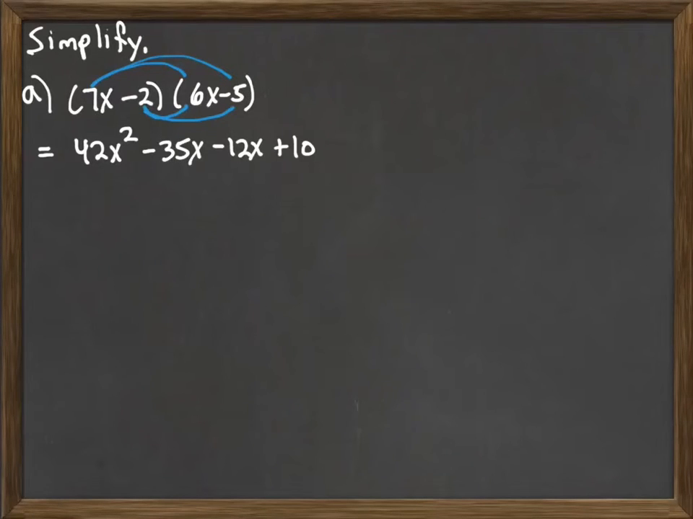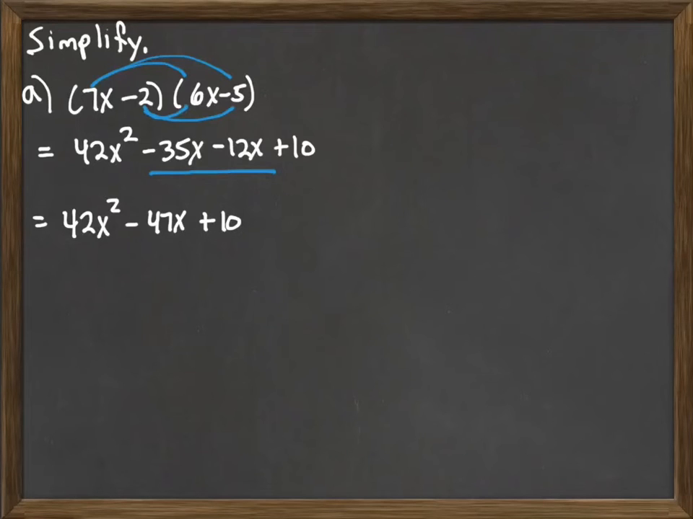We've multiplied through. At this point, though, we do have like terms here, the minus 35x and the minus 12x, so we can put those together. And so we do that. We get 42x squared, and then minus 35 and minus 12 come together to be negative 47, and then plus 10.